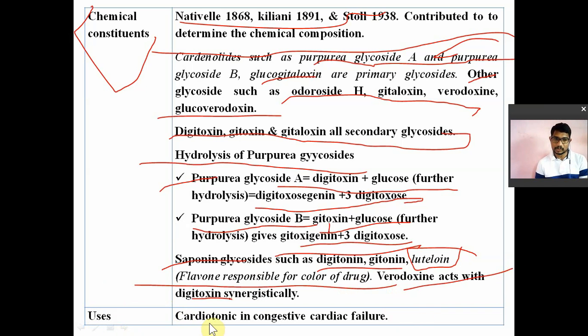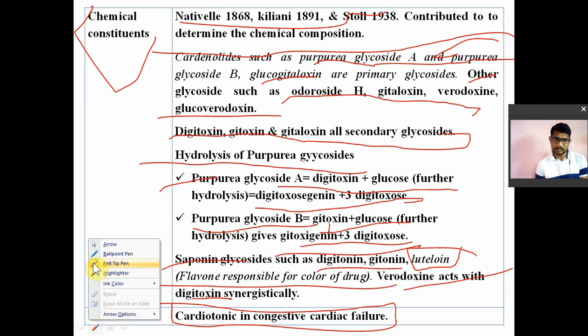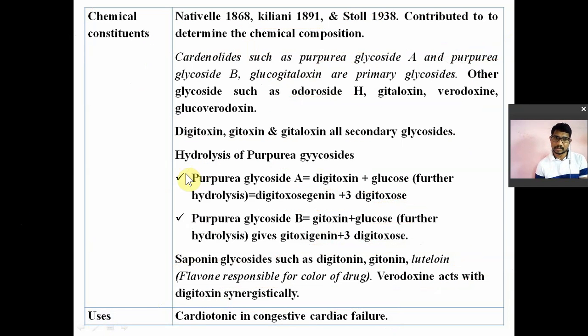These are the chemical constituents, and the uses are as a cardiotonic in congestive cardiac failure. They are also used in some cardiac arrhythmias. So these are Digitalis, digoxin and so on. Today also digoxin is available in the form of tablets. So remember these things: purpurea glycoside A, B, C, D. These are the four types of glycosides present in Digitalis. Remember the hydrolysis protocol of purpurea glycoside A and B.